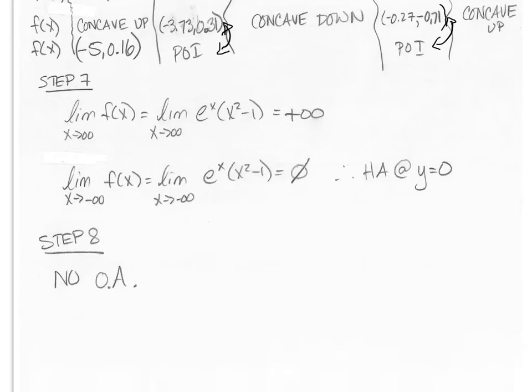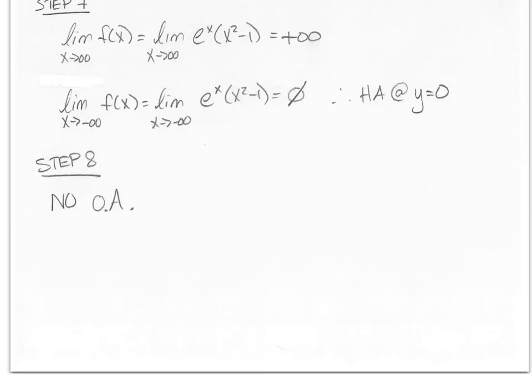Moving on down to step 8. So we look here and we're just looking for any oblique asymptotes, and there aren't going to be any, because this wasn't a rational function. So we're done that step. So now you're going to consolidate all of this into a graph.